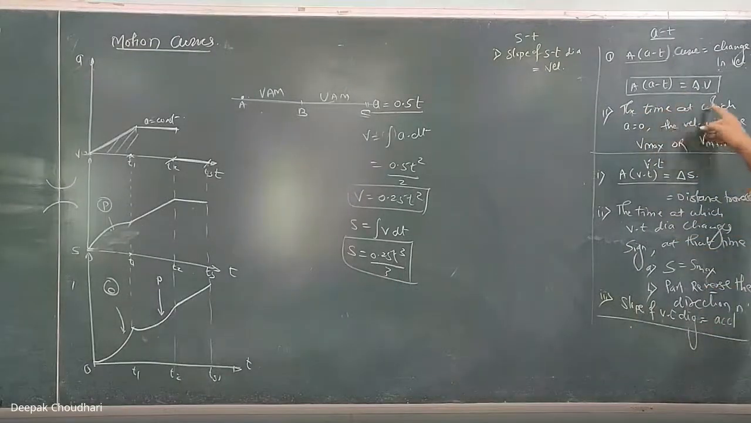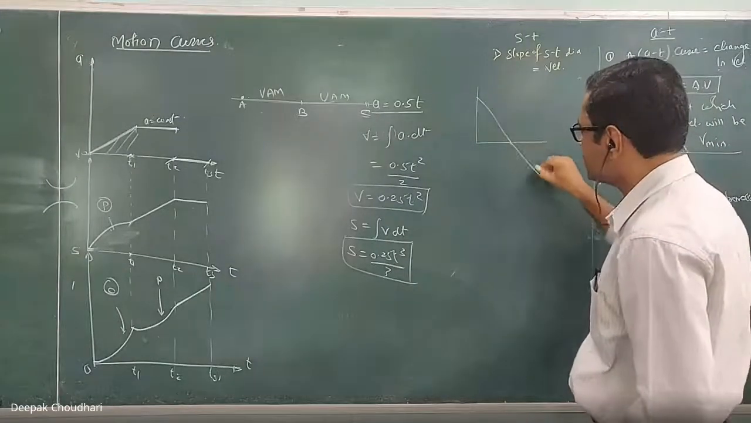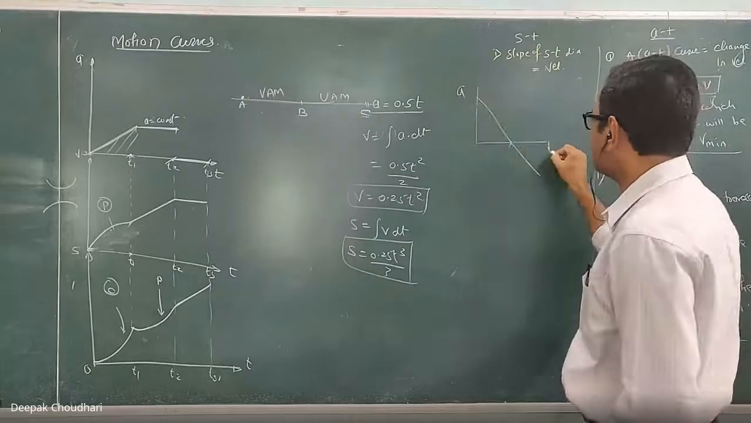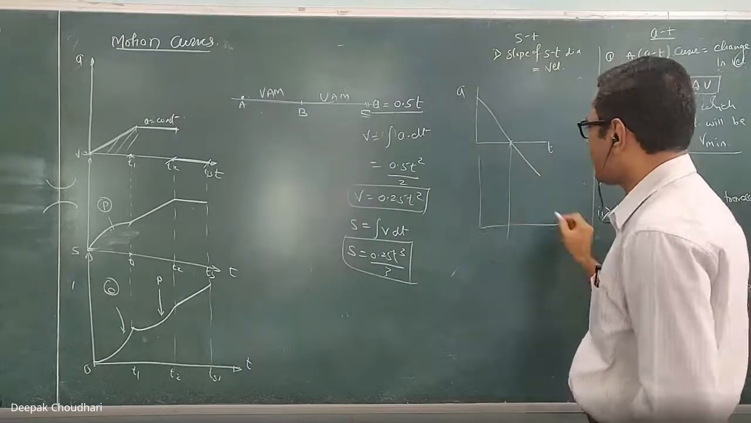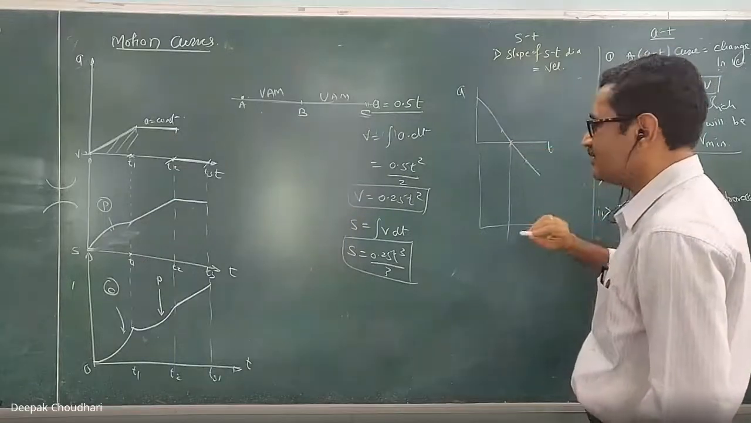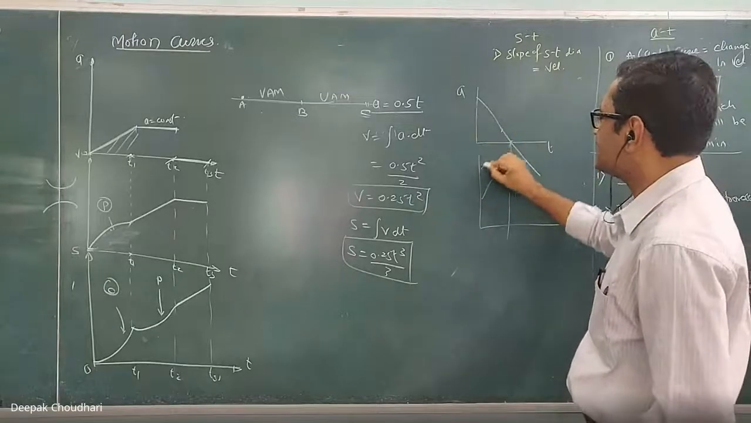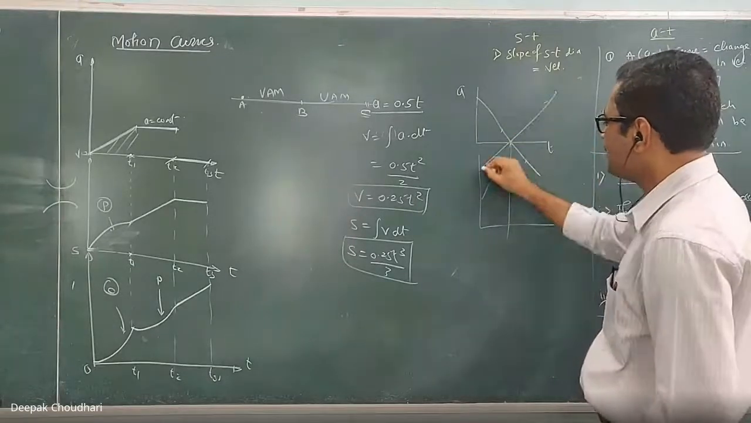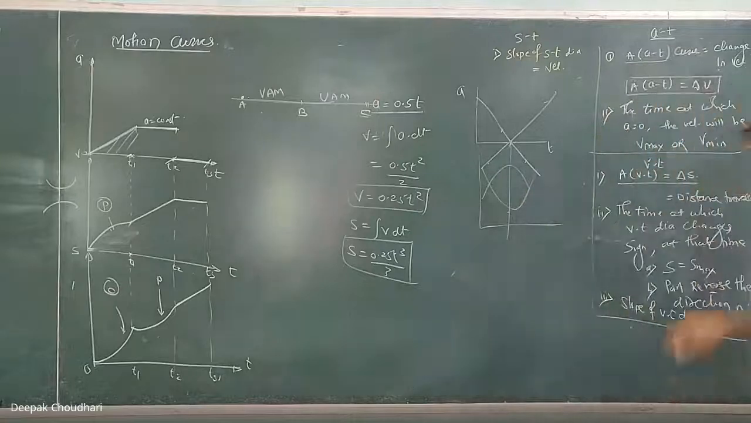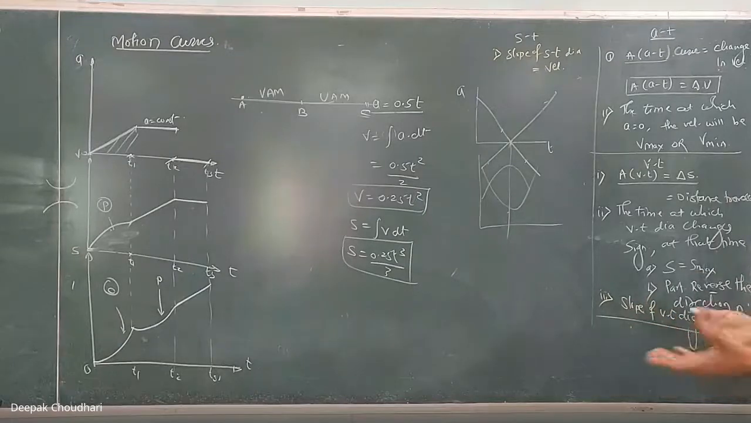The time at which the acceleration is zero, or to be more precise, the time at which the AT curve changes its sign, at that particular time the velocity will be either maximum or minimum. When the acceleration changes from positive to negative, the velocity will be maximum, and when the acceleration changes from negative to positive, the velocity will be minimum. You have to remember and calculate that maximum and minimum velocity. So these are the two important properties of the AT curve.